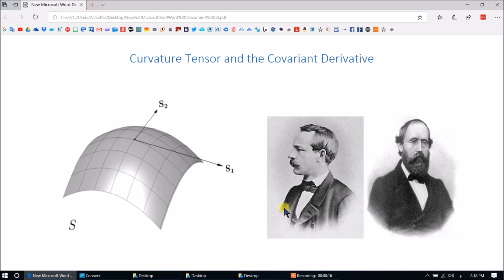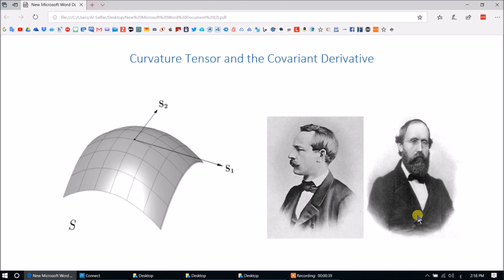I don't know how consistent this title is, but I just found that the curvature tensor and the covariant derivative are very related to each other, so you can understand one of them in terms of the other, and vice versa. This guy is of course Christoffel, and this guy needs no introduction. He's Riemann. I decided to slap these photos here just to sex up the video.